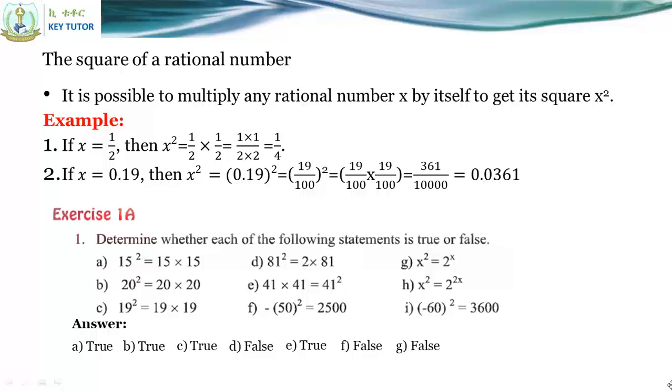Negative 60 square. This time, just compare negative 60 square with 60 square. Here the negative sign is within the brace, so when this is squared, definitely it gives us positive 3600. It's like 60 square, so true.